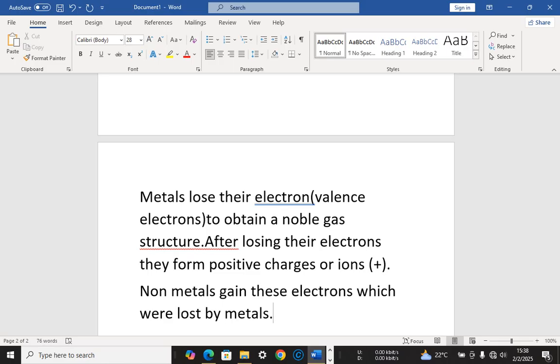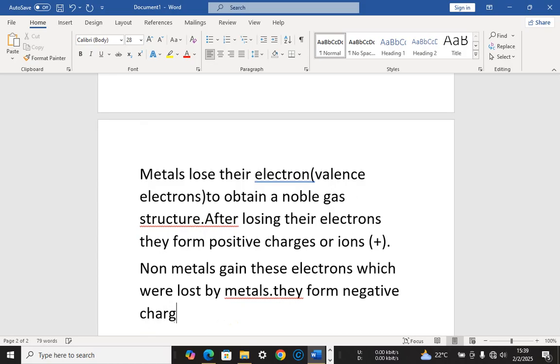After they gain these electrons, they form negative charges, or negative ions. You can call them either charges or ions. So these are some of the basics you should know. The first one, metals lose their electrons. The second one, non-metals gain these electrons which were lost by the metals.